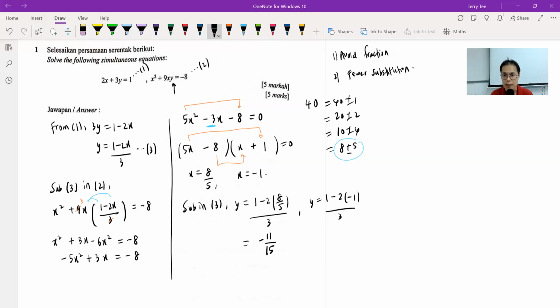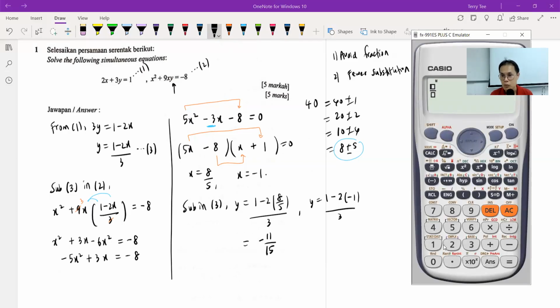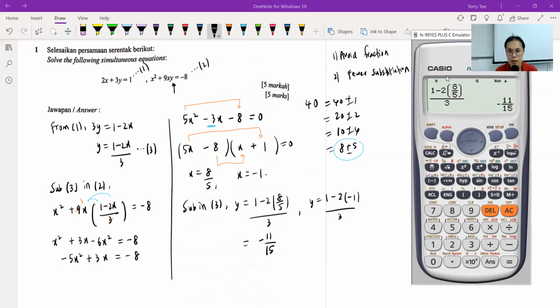If you can't do it, like I said, use a calculator. 1 minus 2 bracket 8 over 5, divide by 3. Okay, so first answer, negative 11 over 15.